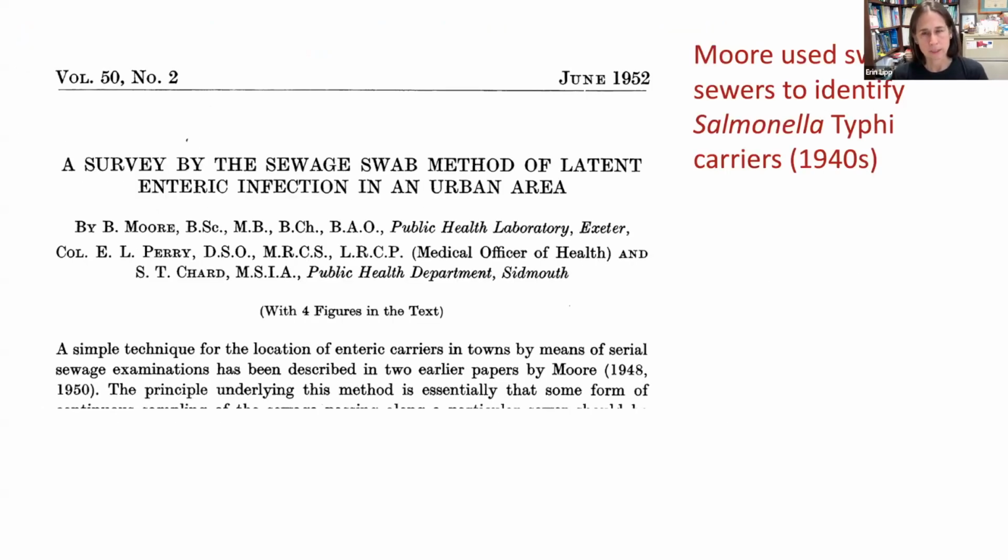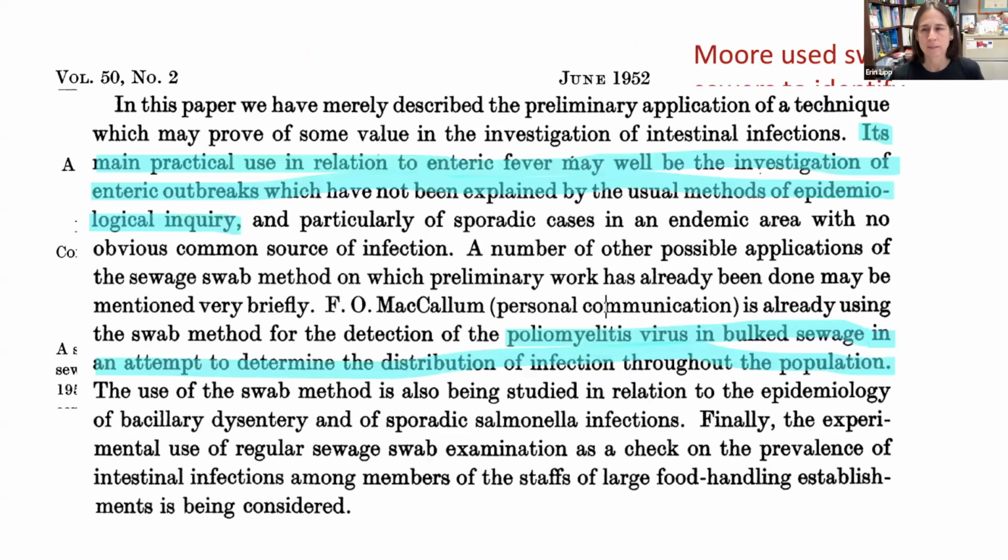So I wanted to come back to this 1952 paper. We have Brendan Moore again, surveying a sewage swab method to identify latent enteric infections in an urban area. Again, the idea was they were going up into the sewershed to figure out who was shedding Salmonella typhi and paratyphi. But if you go down to the last section of this paper, in 1952, Brendan Moore was talking about how this might be used. The main practical use may not be trying to figure out who's shedding Salmonella, but the broader investigation of enteric outbreaks that you can't explain by normal methods of epidemiological inquiry.